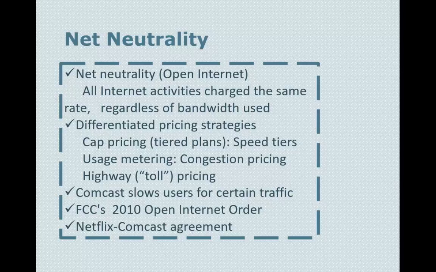Differentiated pricing strategies are also used. Cap pricing is putting caps on bandwidth usage, charging higher prices for additional usage. Congestion pricing is charging more for peak hour internet service, and highway toll pricing is charging service providers like Netflix for their use of the internet based on their bandwidth use. So that's the end of my presentation. Now we move on to the next part.